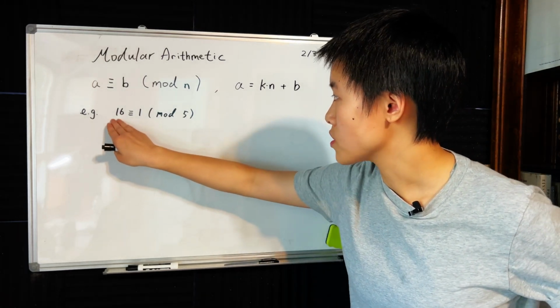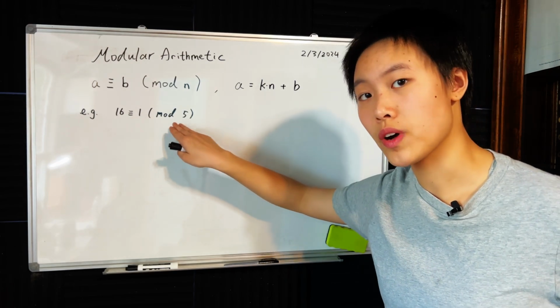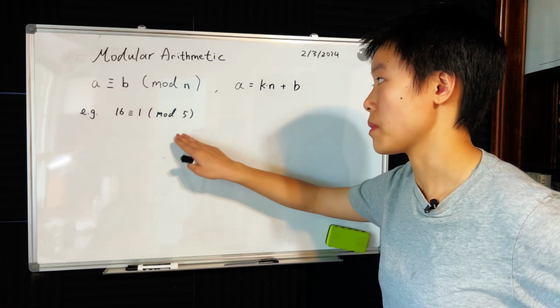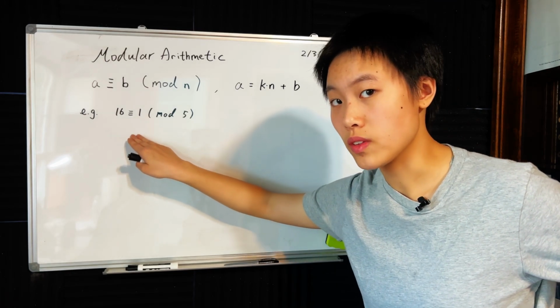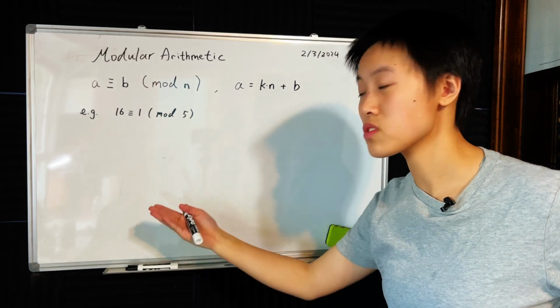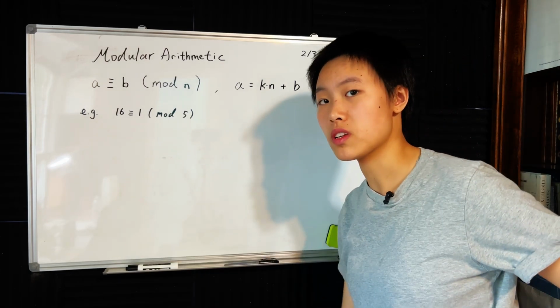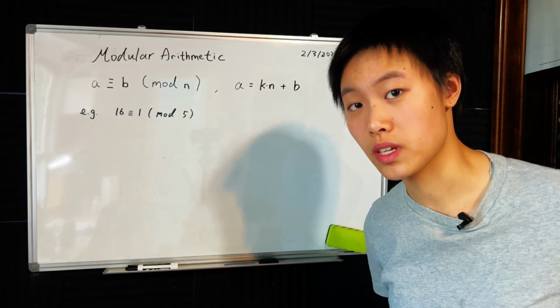For example, 16 equals 1 modulo 5. So when 16 is divided by 5, there will be a remainder of 1. So 3 times 5 is 15, and 16 minus 15 is 1, so that's where the remainder came from.